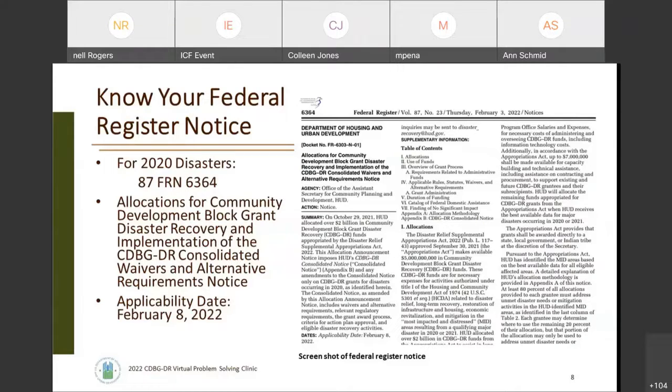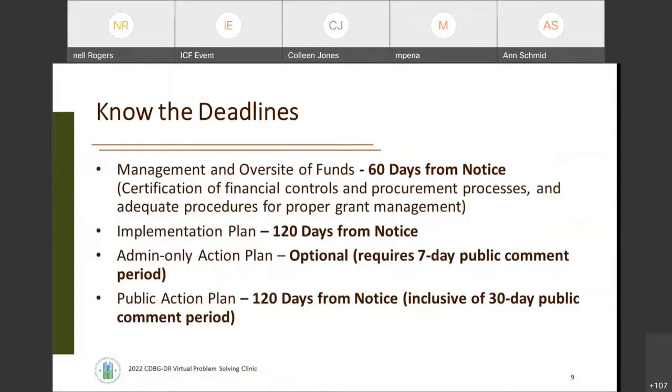Every CDBG-DR grantee has their allocation of funding identified through an allocation Federal Register notice. For the most recent class, those 2020 grantees, where HUD issued a press release in the fall and then identified specific program requirements this past winter, those can be found in the consolidated notice with the applicability date of February 8th, 2022. This is a screenshot here of what that notice looks like. And the notice is important because it outlines not only the funding, the rules of the game, it also identifies those requirements that you need to meet and the timeframes.